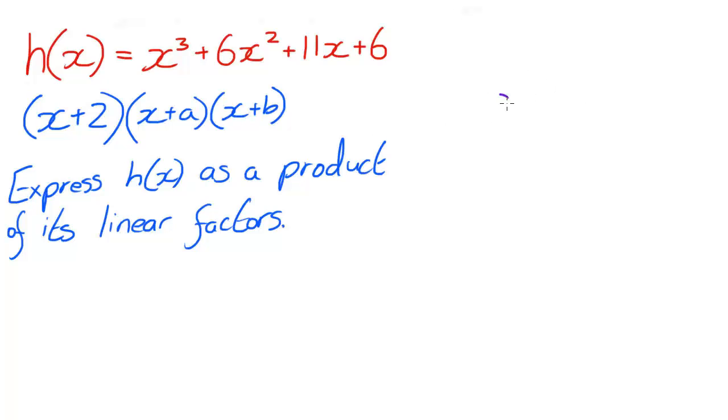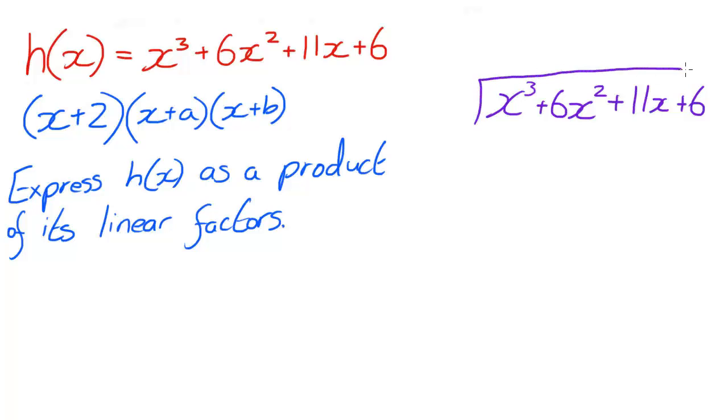So I'm going to write down here x cubed plus 6x squared plus 11x plus 6. And we are going to divide that, in blue again, by x plus 2. So how do we do that? How do we go about starting off that process?